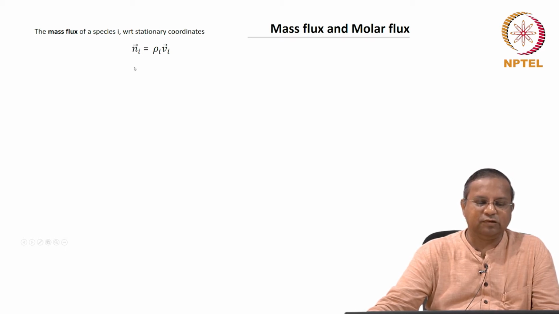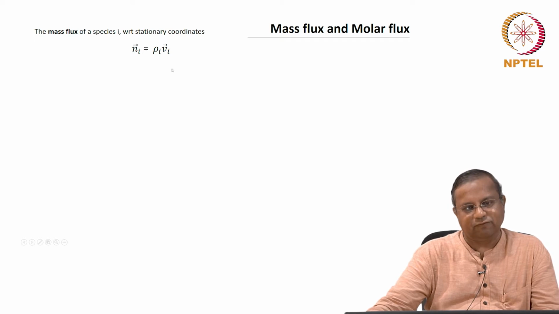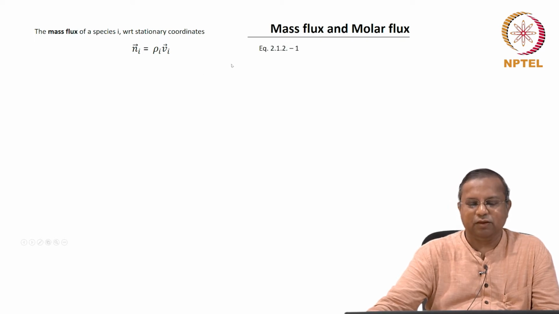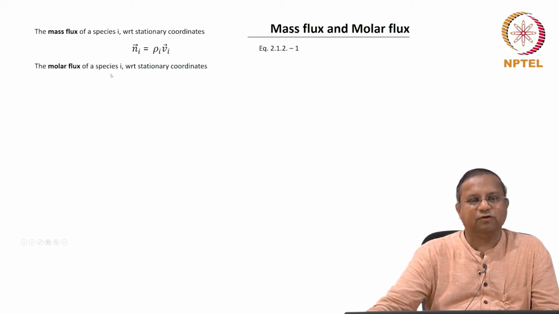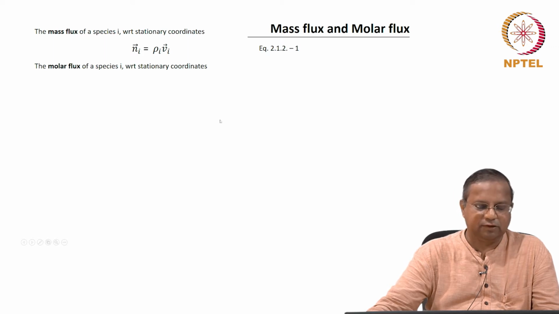The symbol that we are going to use is lowercase n_i. It is a vector because it has direction, both magnitude and direction. Therefore, the mass flux of species i represented as lowercase n_i is density times velocity. We have also already seen that density times velocity is the mass flux. We will call this equation 2.1.2-1.